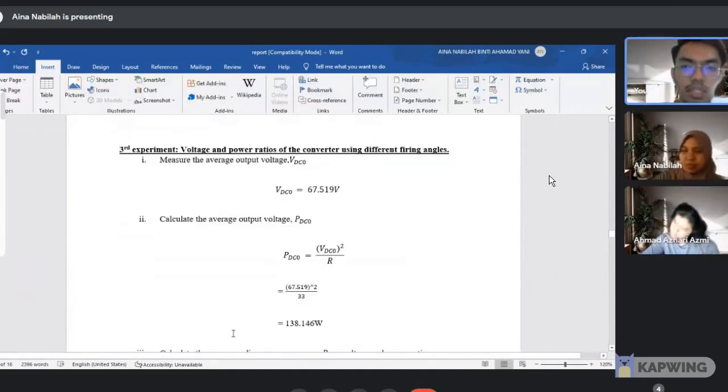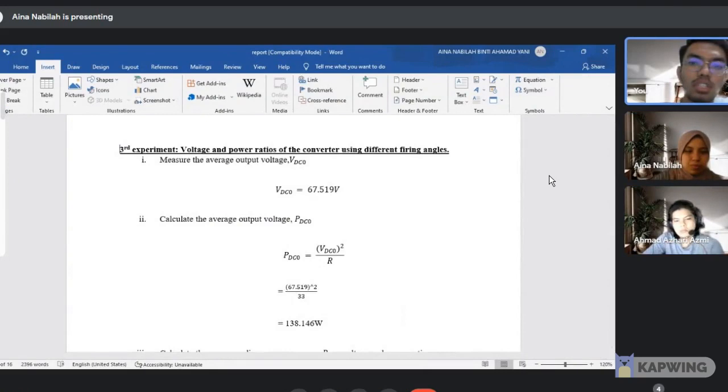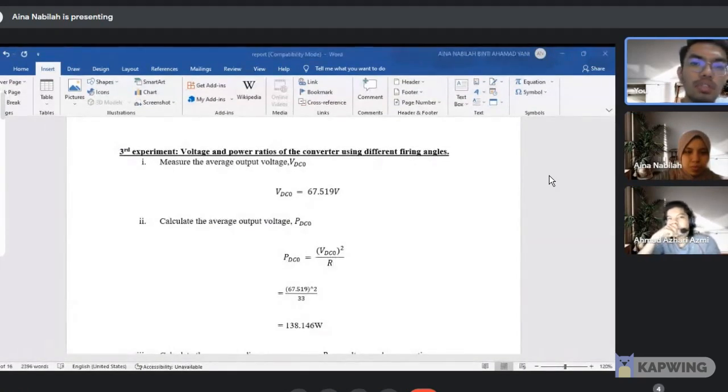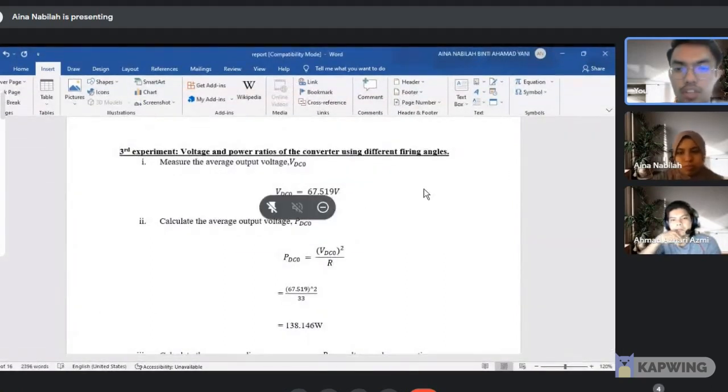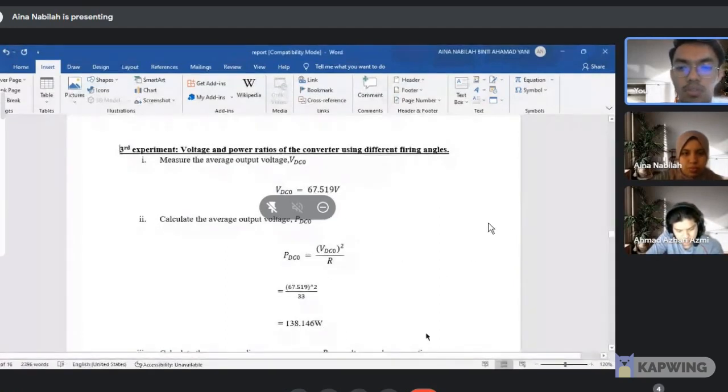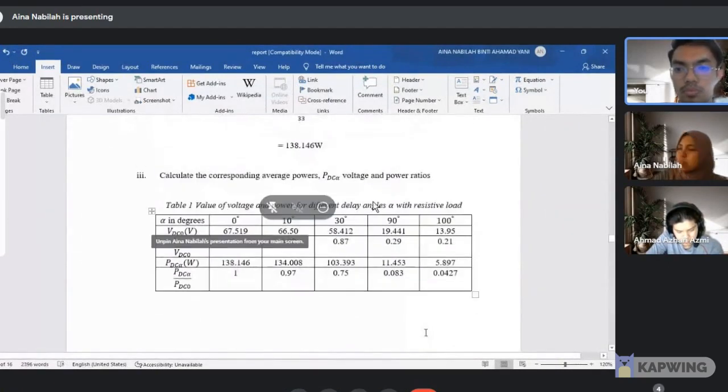For the third experiment, we calculate the voltage and power ratio of the converter using different firing angles. As we can see, first we measure the average output voltage VDCO, 67.519, and then we calculate the average output power PDCO. The formula is as shown, and we got 138.146 watt. We use different angles for alpha, from 0 to 100.